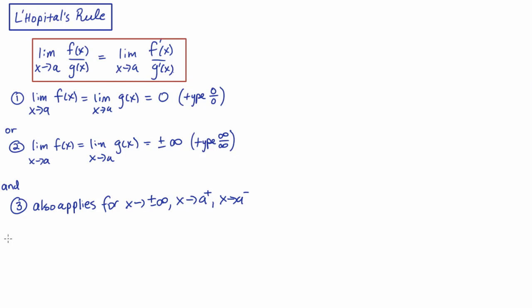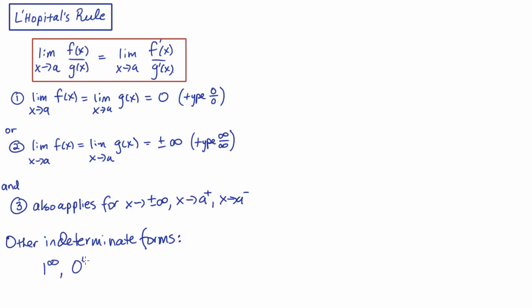Now, there are other types of indeterminacies. And rather than make a video for each of these, what I'll say is that they are handled in much the same way that the type 0 over 0 and type infinity over infinity are handled, except that you usually have to use some sort of property of logs or something else to get them in the right form. These indeterminate types are the 1 to the infinity type. Now this is 1 raised to an infinite power. So the base is heading toward 1 and the power is heading toward infinity.